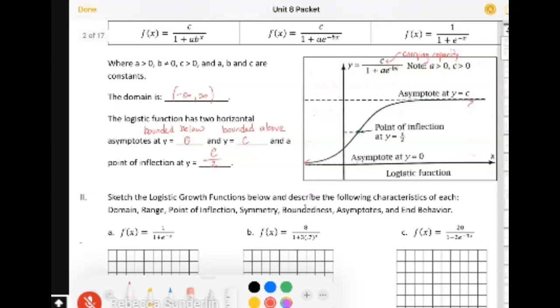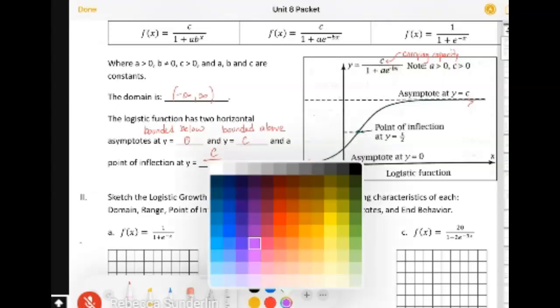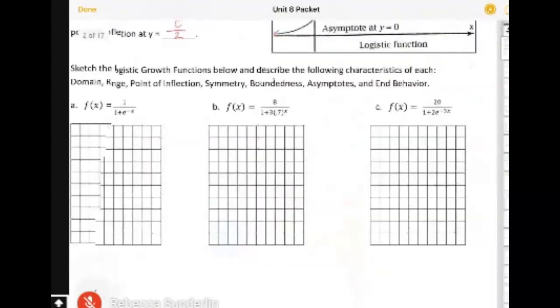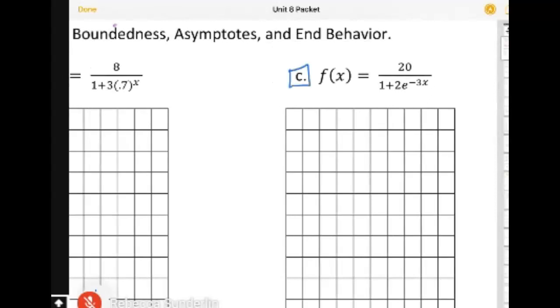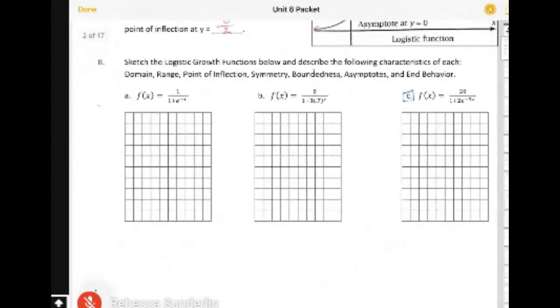All right, so now this is fun. I'm gonna skip A and B and just go and do the hardest one. Part C. It wants us to find a whole bunch of stuff about these functions. It wants us to find the domain, range, inflection point, symmetry, boundedness, asymptotes, and end behavior.